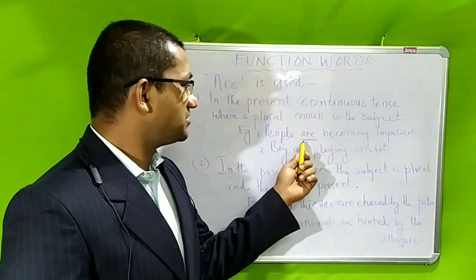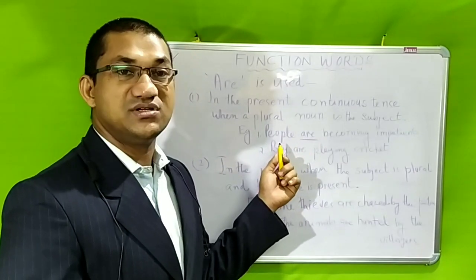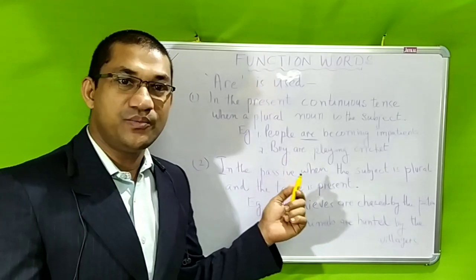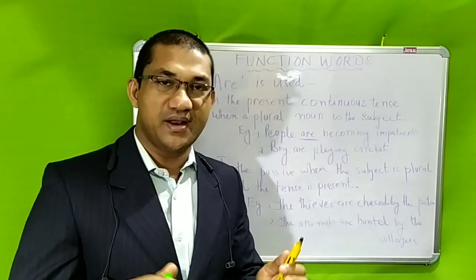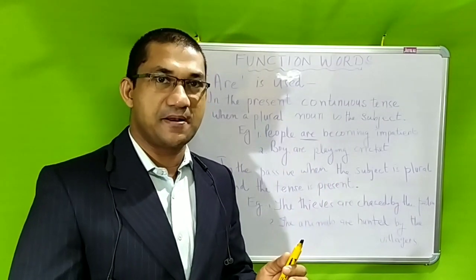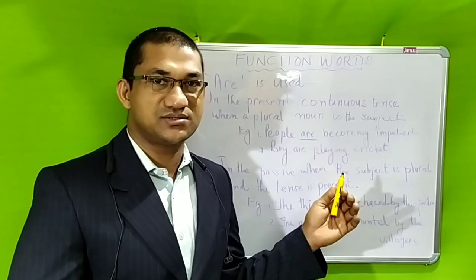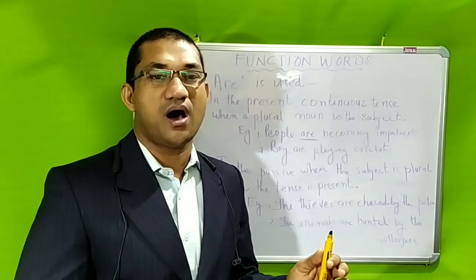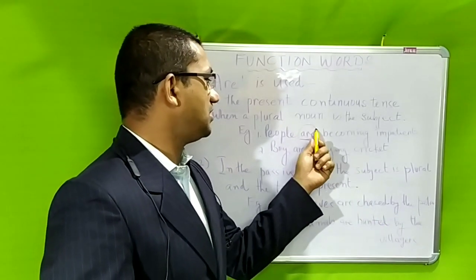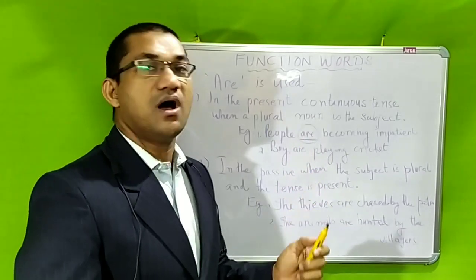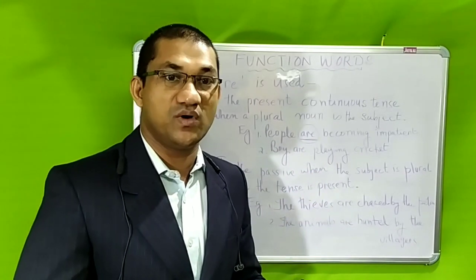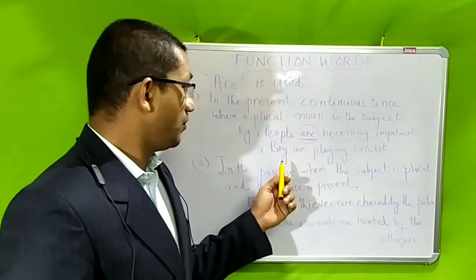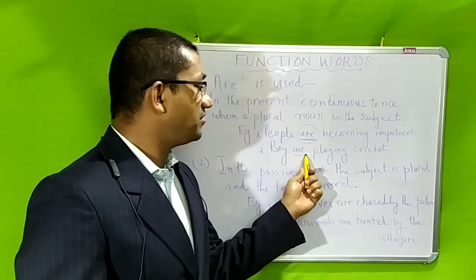And it is of course present tense, are. And we have the subject, people. People is a plural noun. So when we have a plural noun as the subject and the present tense and an action which is progressing, we are depending on the auxiliary verb, that is of course are. Are is the helping verb, and we say people are becoming impatient, and we also say boys are playing cricket.